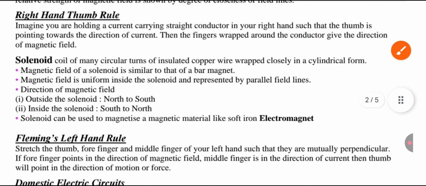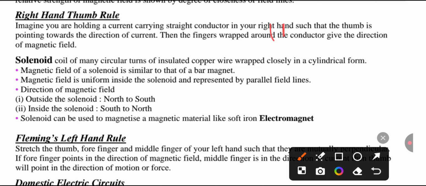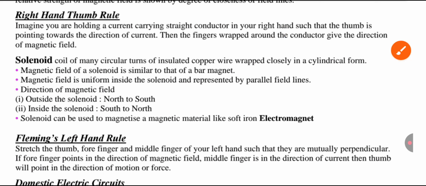So the right hand thumb rule is very important for a 1 mark question. Imagine you are holding a current carrying straight conductor in your right hand such that the thumb is pointing towards the direction of the current, then the fingers wrapped around the conductor give the direction of the magnetic field.